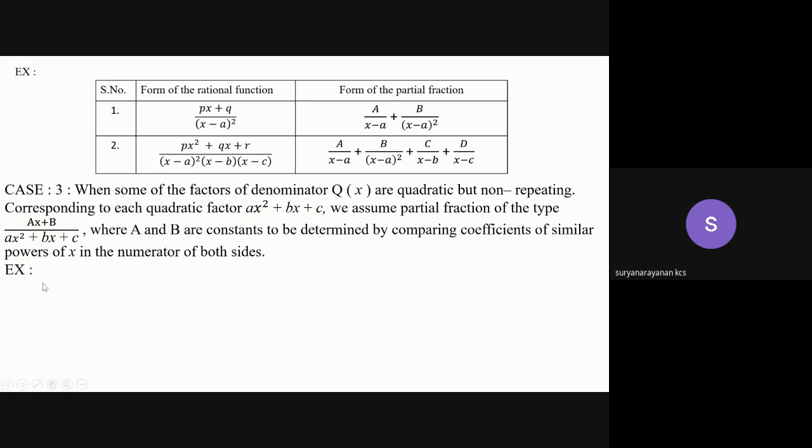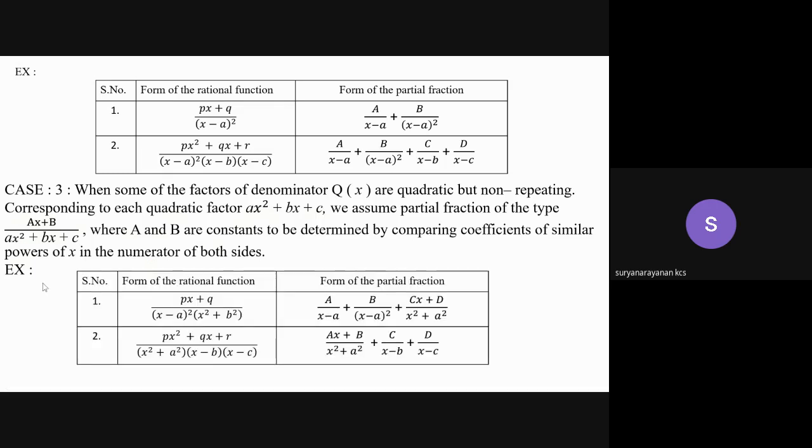Now let us see an example to understand this case 3. Observe this table. My dear children, see this first form of the rational function: (px plus q) by (x minus a) whole square into (x square plus b square). Is this rational function a proper rational function?